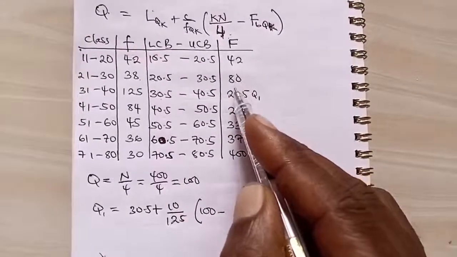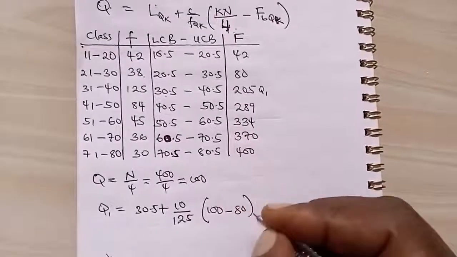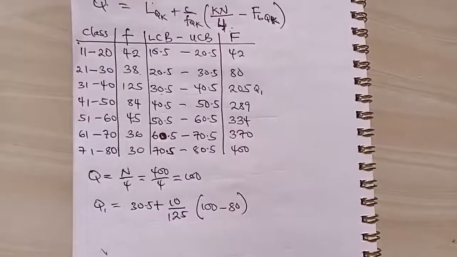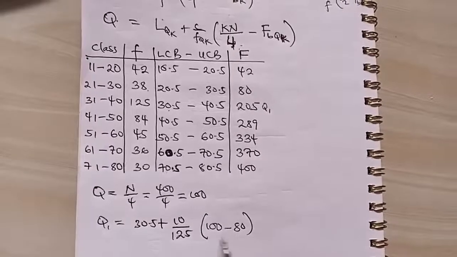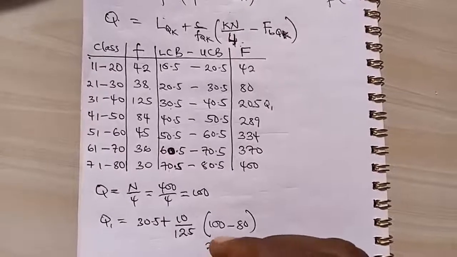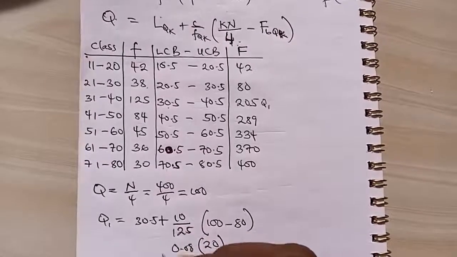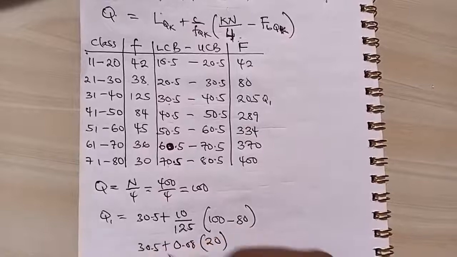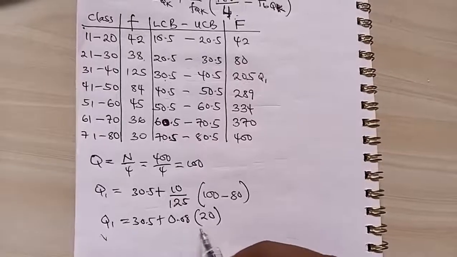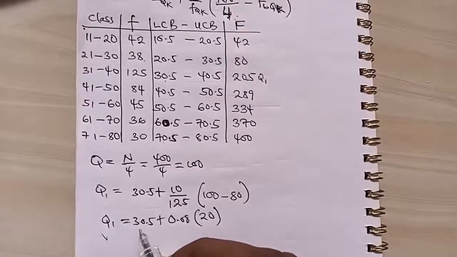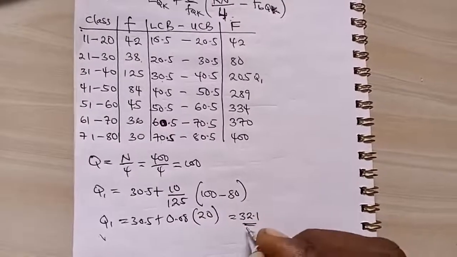This is our first quartile class, so the cumulative frequency of the class before it is 80. Now we resolve the bracket first. Here is 20, so we have 20 into 0.08, 0.08 plus 30.5. If we multiply these two, we have 1.6. 1.6 plus 30.5 gives us 32.1. So this is the first quartile.